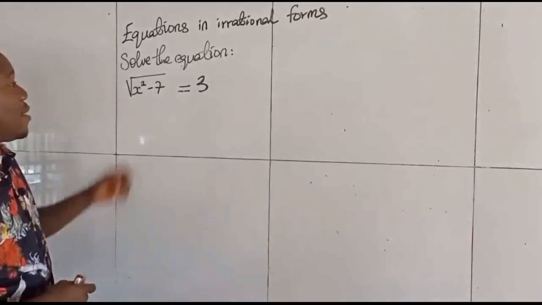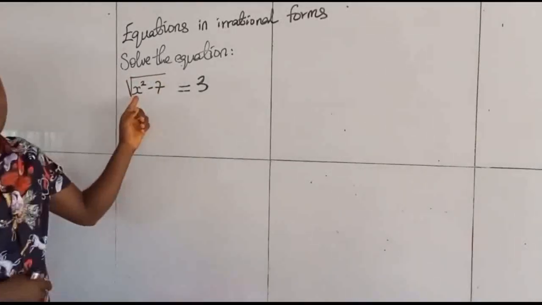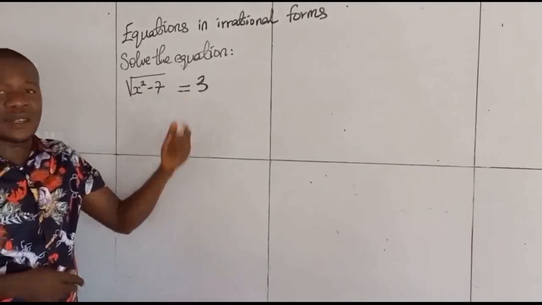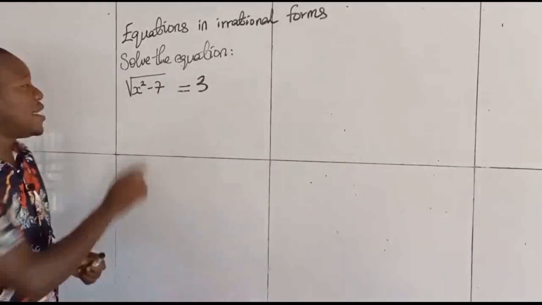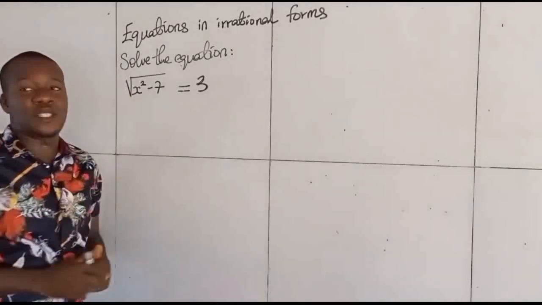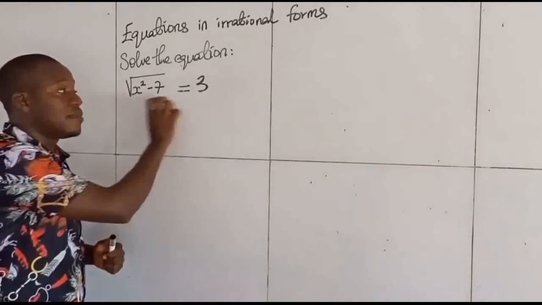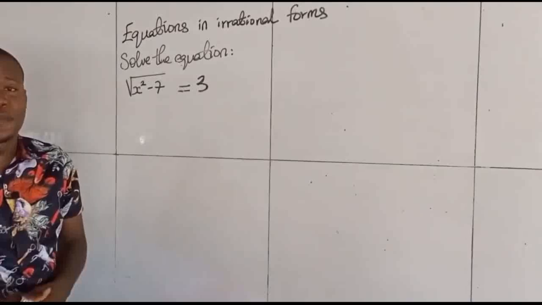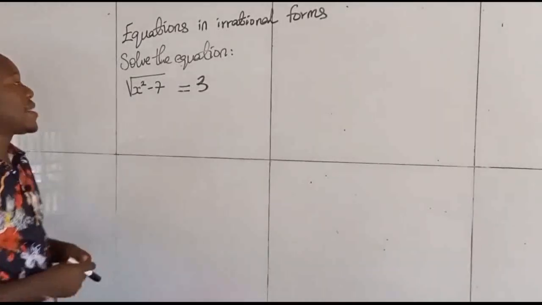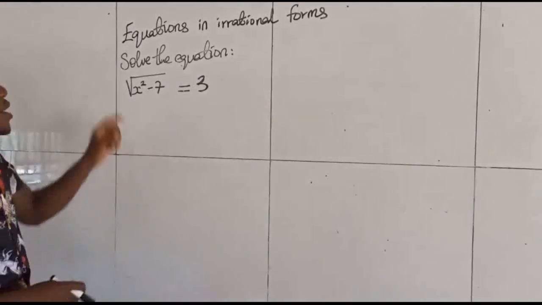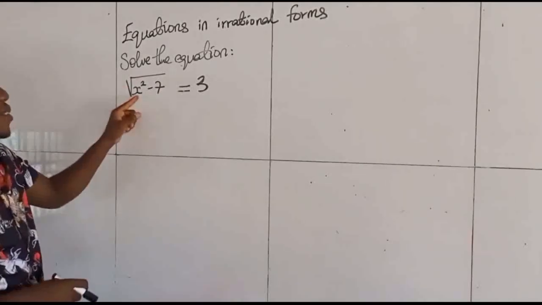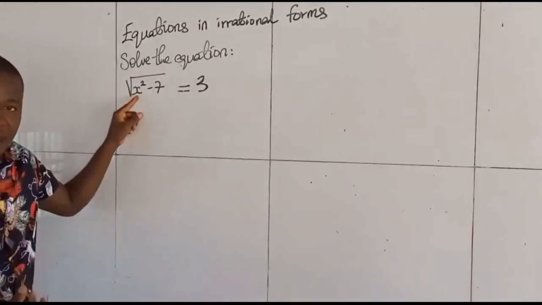So for what we have here, we have square root of x squared minus 7 equal to 3. So we are looking out for the number that x is representing so that this mathematical statement becomes true. So how do we solve for x? How do we look out for x? We need to eliminate everything here so that we are left with x at the end of the day.